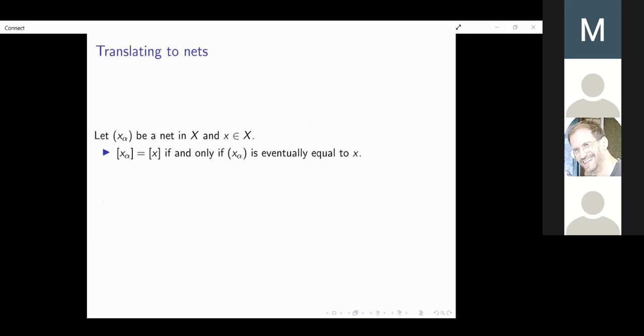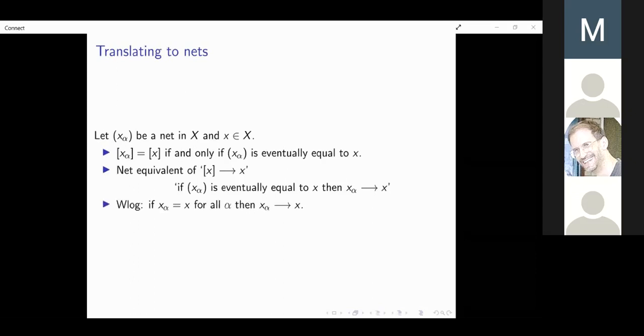So let's look at the first axiom. If we have a net in X, then its filter of tails will be the principal ultrafilter at x if and only if this net is eventually equal to x. So if we want to replace this first axiom of the definition of a convergence structure with a net equivalent, we should say that if x_alpha is eventually equal to x, then x_alpha converges to x. And we can make this a bit simpler by just looking at constant nets. Any constant net with all terms equal to x must converge to x. And so this is the net equivalent of the first axiom of a convergence structure.